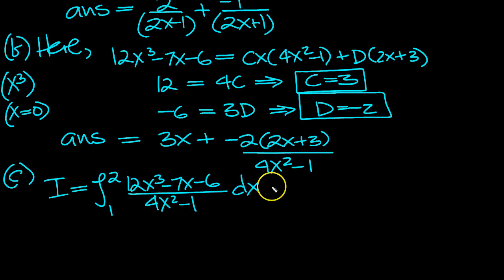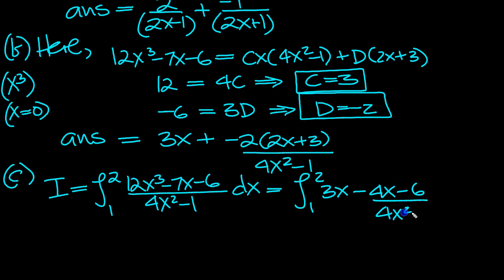Okay, now that's equal to the integral between 1 and 2 of 3x minus, now they put 2x plus 3 in a bracket for some reason. I don't see any reason why that should be the case, so let's just expand the bracket. Minus 6 over 4x squared minus 1 dx. Now if you see, when you differentiate this you get 8x.